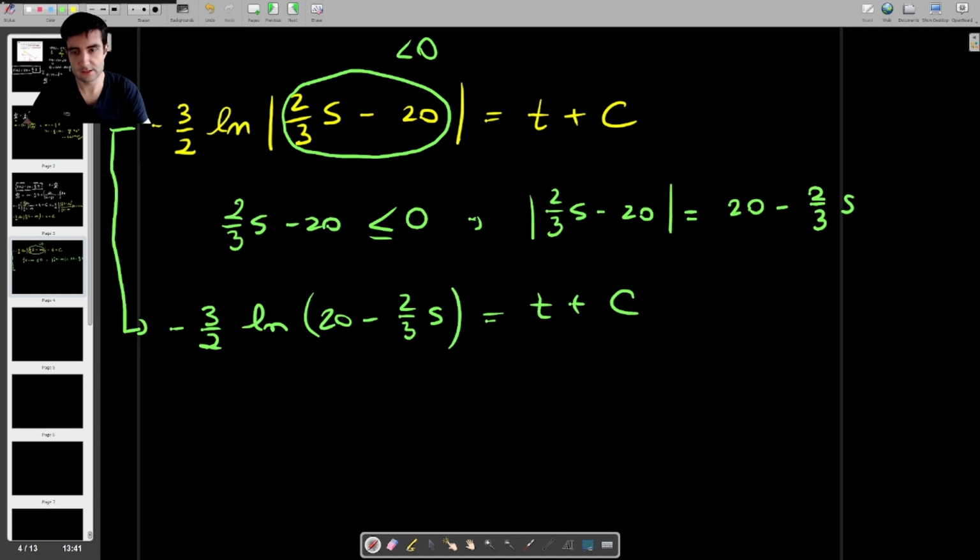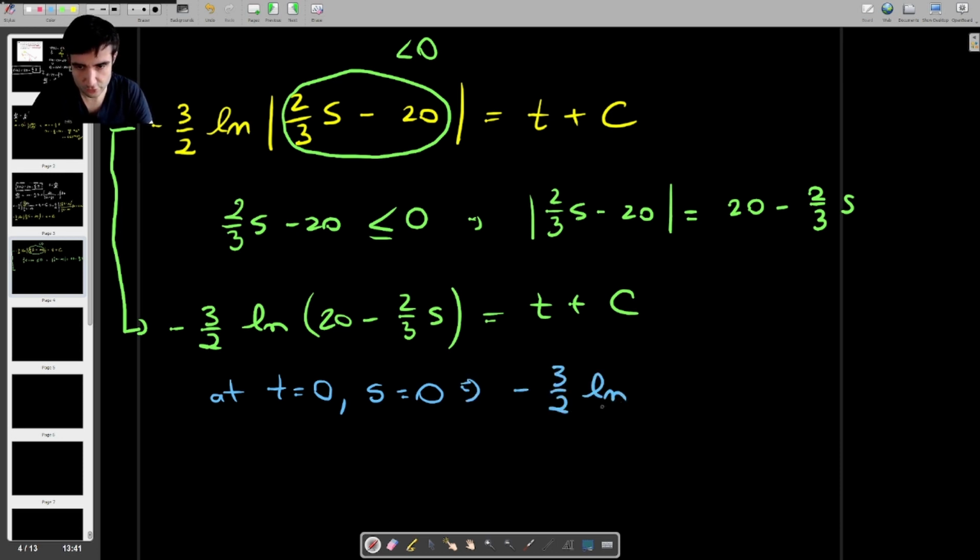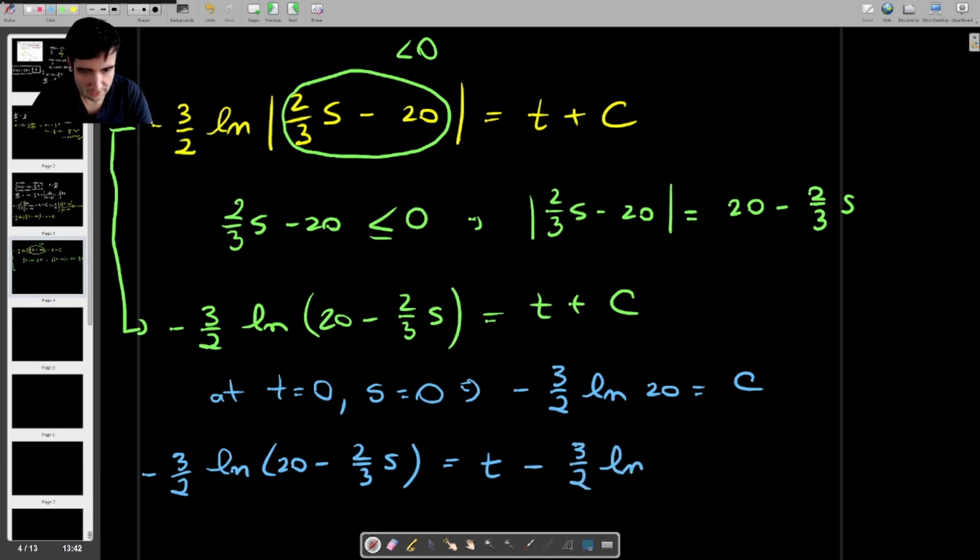Now, we're going to try to find the constant of integration by saying that at the initial time, the distance is 0. So this is going to give us that minus 3 over 2 natural log of 20 is equal to c. So let's put everything in. We have minus 3 over 2 ln of 20 minus 2/3 s is equal to t minus 3 over 2 ln of 20.